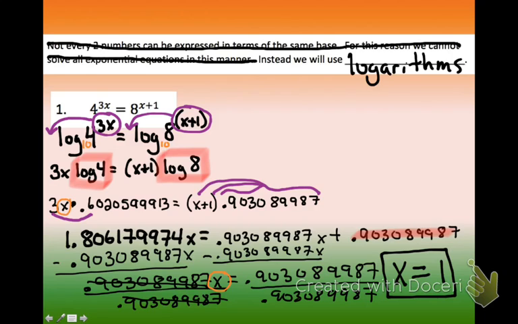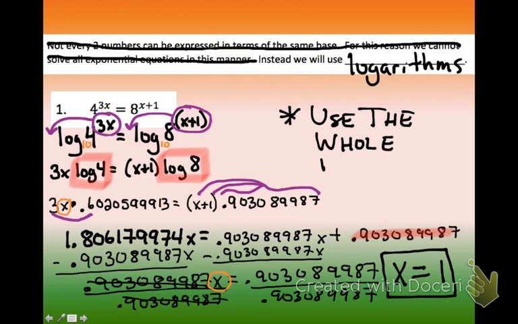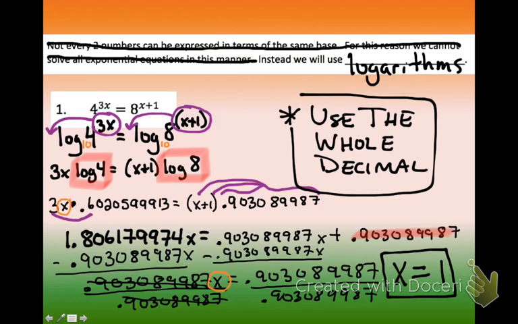One note that I would like you to make in here is use the whole decimal. If you try and cut it down and make it shorter, you're going to end up with the wrong answer because you're rounding too early. You can't round until the very end. And in this case, we didn't have to round anything at all because it came out to be a whole number. So make sure you use the whole decimal.